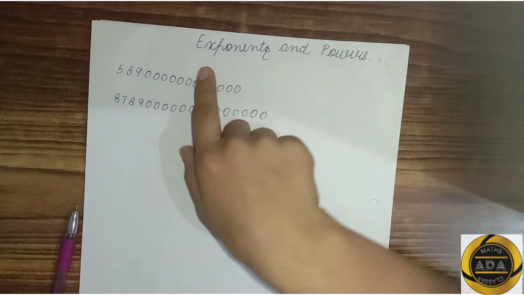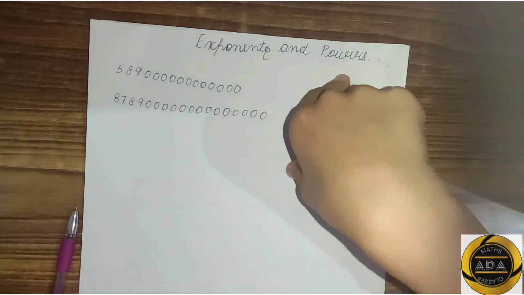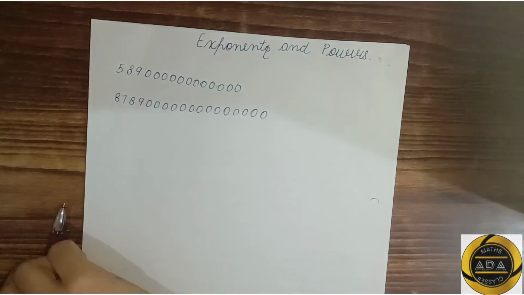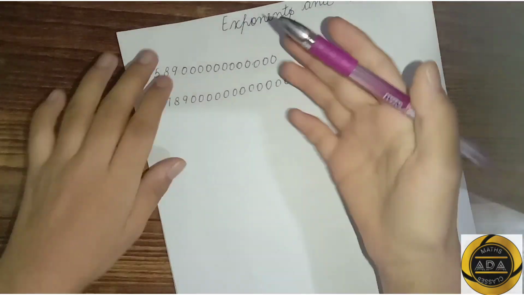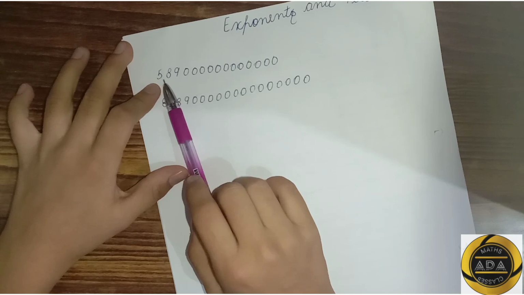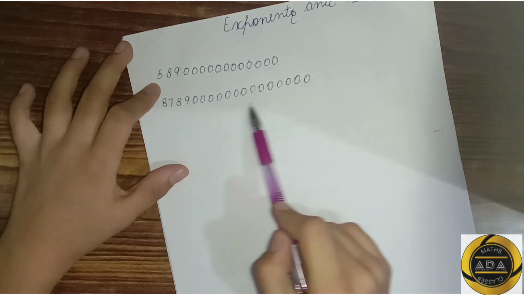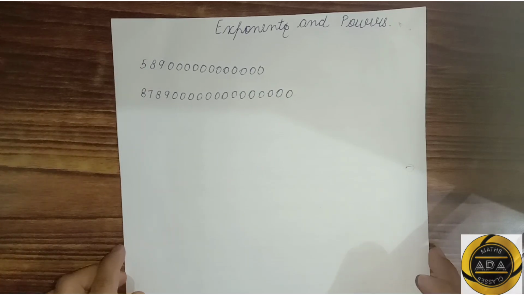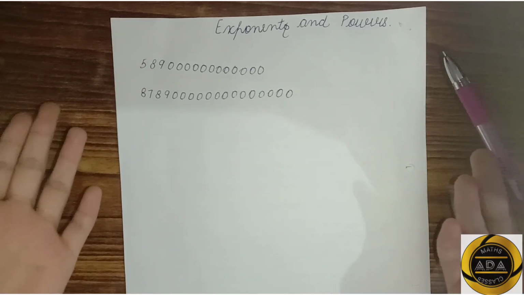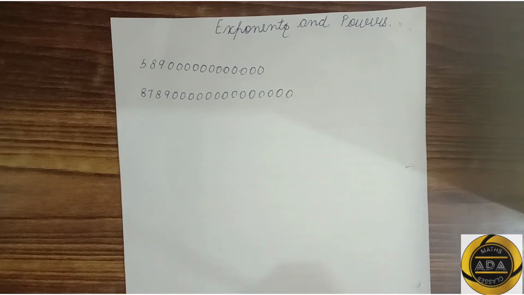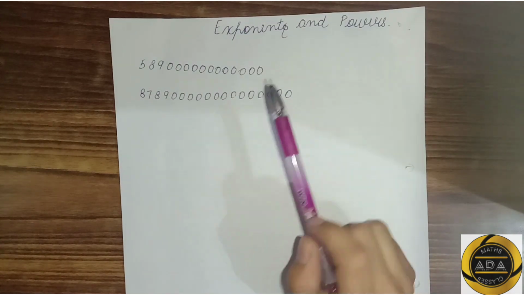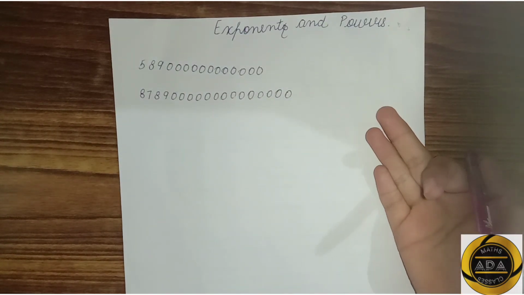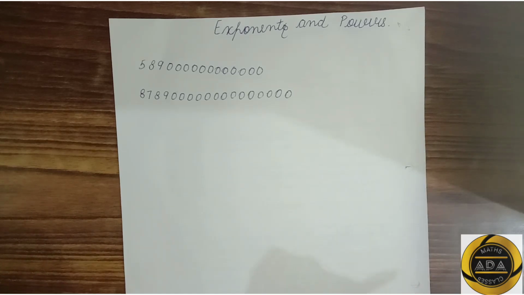Today we will start a new topic, exponents and powers. First of all, let's see. I have written two numbers here. These are very large numbers. Can you read these numbers or compare them? You can't. So there is an important form that we use to read them or make them simpler. That form is known as exponential form.